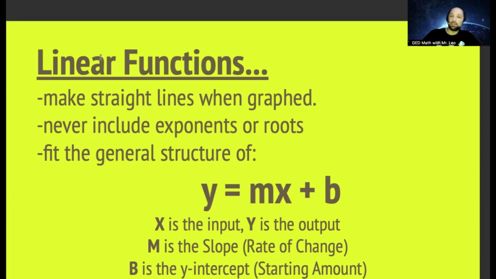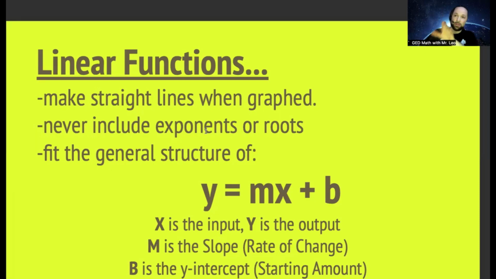Here are some basic ideas. A linear function makes a straight line. When they say linear in math, that means straight line. If it's curving, that's not linear. Linear functions never include exponents or roots. Those would be exponential functions. Those are curving functions. Those are also quadratic functions. Quad meaning 4 sides, meaning square, meaning squared, meaning second power, meaning exponent. Quadratic means exponents, and it's going to be curved. We're not doing that today.